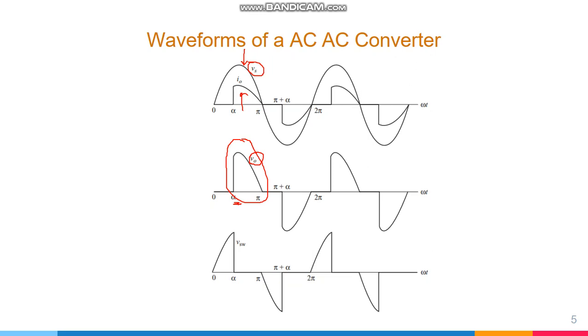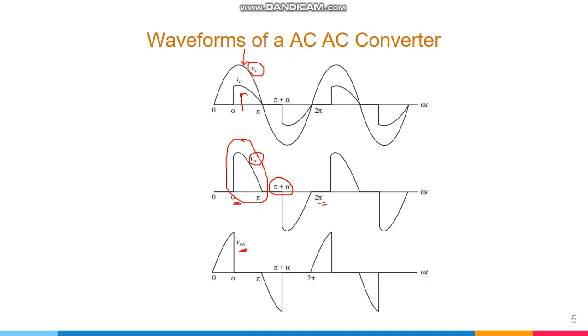Similarly, the second switch will then be fired at pi plus alpha, and it will conduct from pi plus alpha to 2 pi, and similarly the cycle will keep on continuing. I0 and V0 are in phase because our output load is resistive in nature.